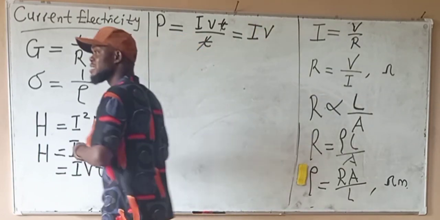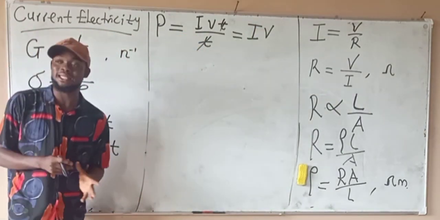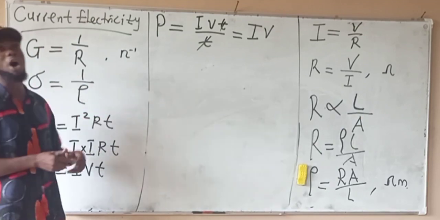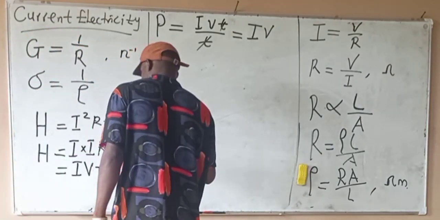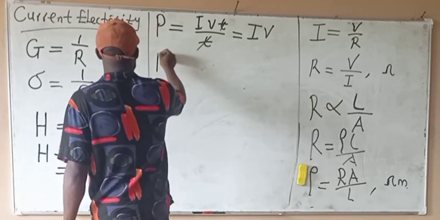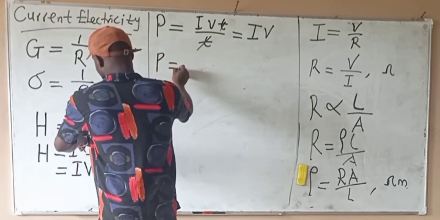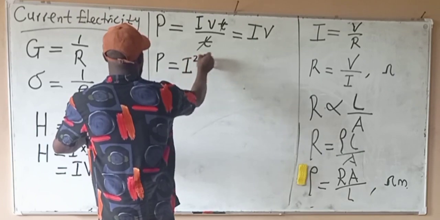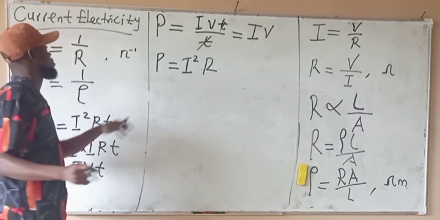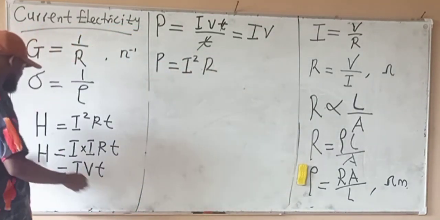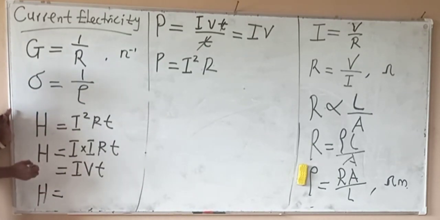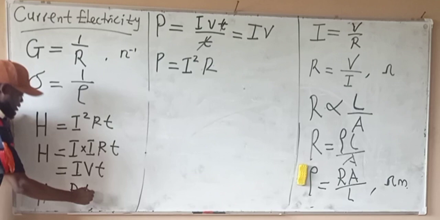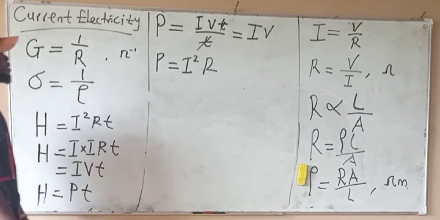So electric power is equal to IV, which is current times what? Voltage or potential difference. Potential what? Difference. And we can also say power is equal to what? We have I squared R. We cancel this T. Or we can also say heat energy is equal to IVT, and power is P, so P times T, power times time, also gives us heat energy.